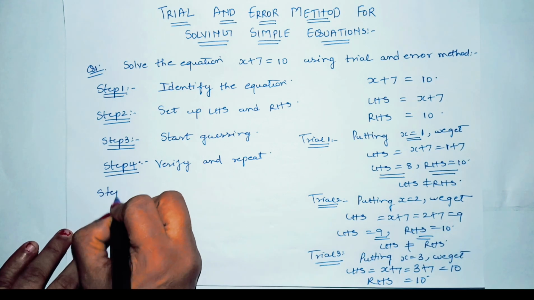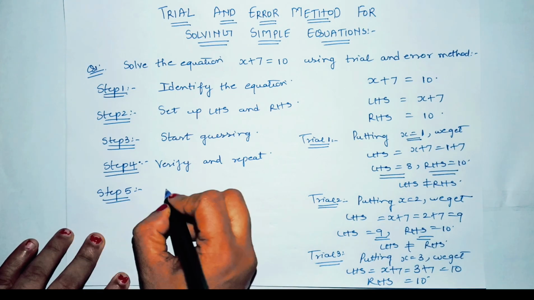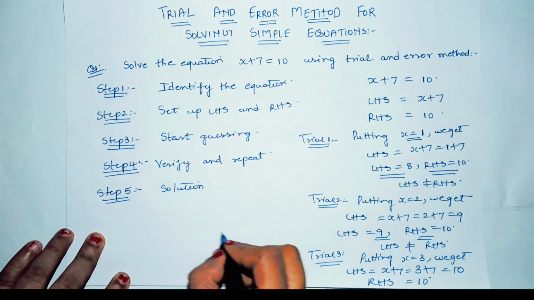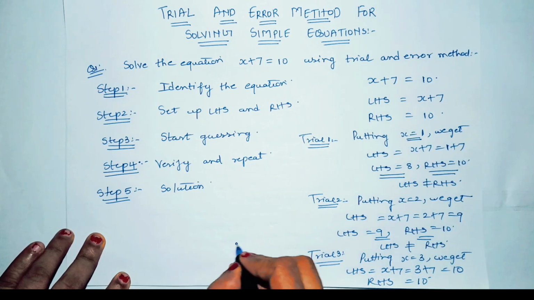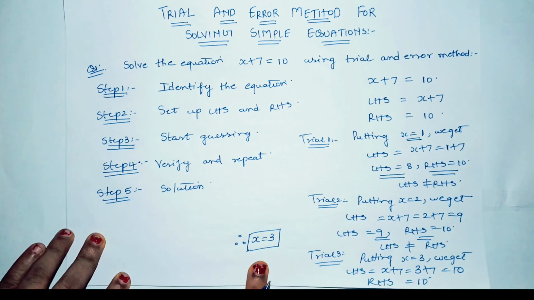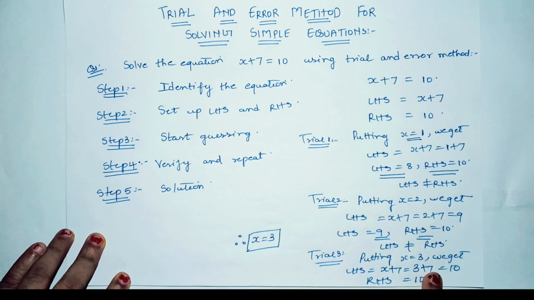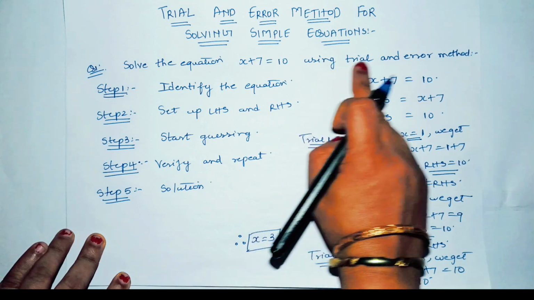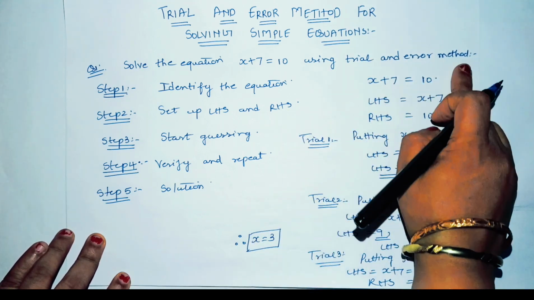So step 5 is the solution. Solution means the final solution you got. So what is the final answer? Therefore x is equal to 3 is the final answer. And why did you consider x is equal to 3? Since LHS is equal to RHS, therefore x is equal to 3 is the solution of the equation. And this we have learnt by using the trial and error method.